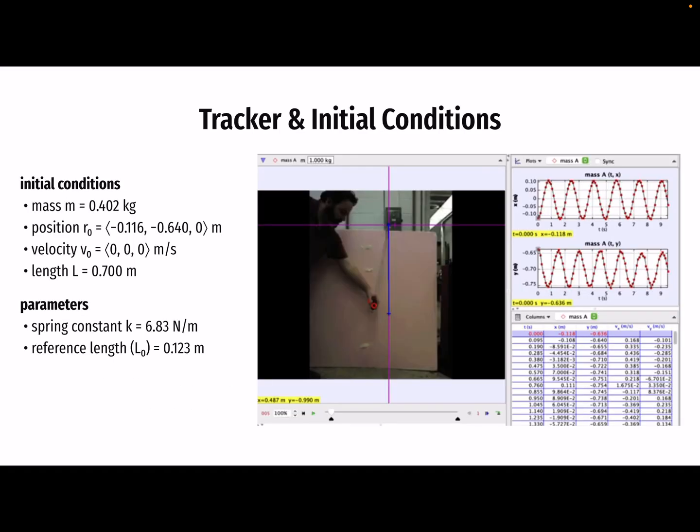So in Tracker, I put my initial conditions. I found the mass was 0.402 kilograms. The position was negative 0.116, negative 0.640, 0 meters. The initial velocity was 0 meters per second, and the length, L, was 0.7 meters. And then some parameters were the spring constant, of course, and the reference length, which was 0.123 meters.